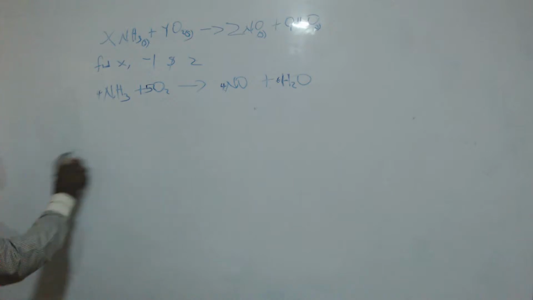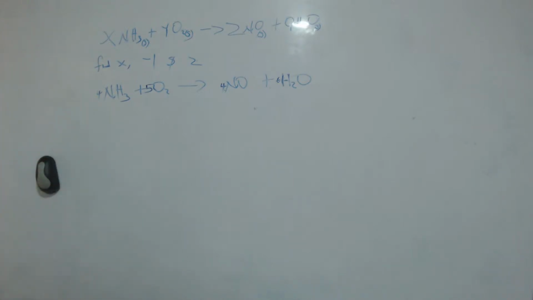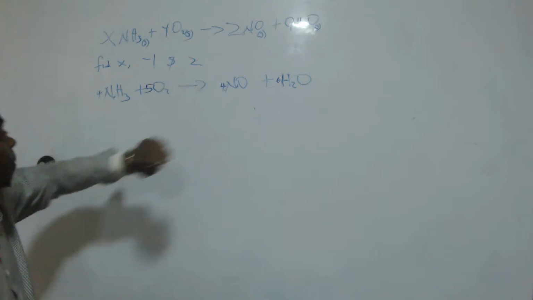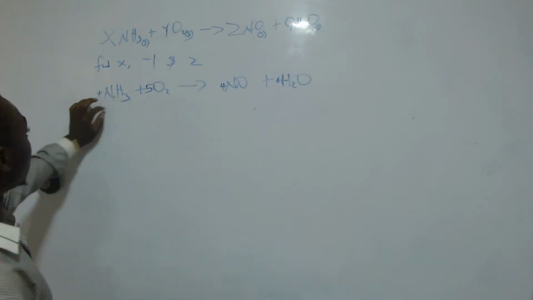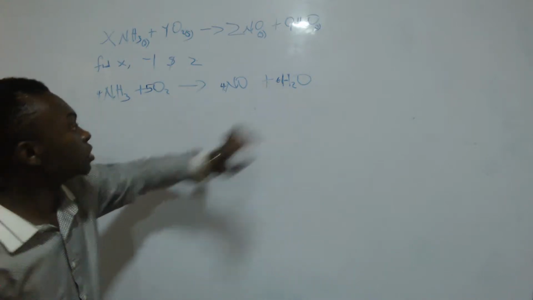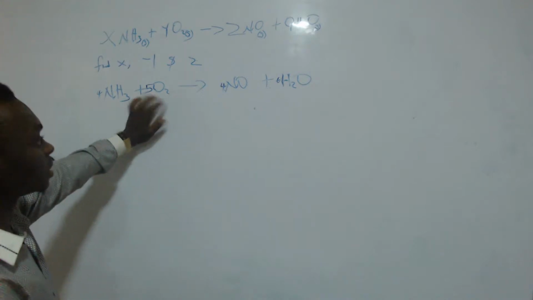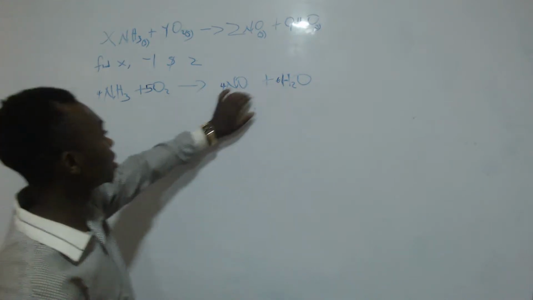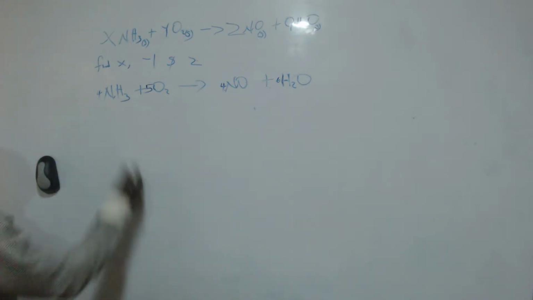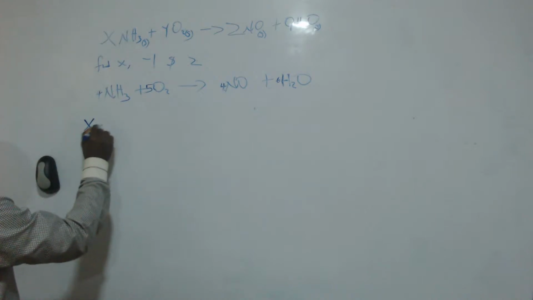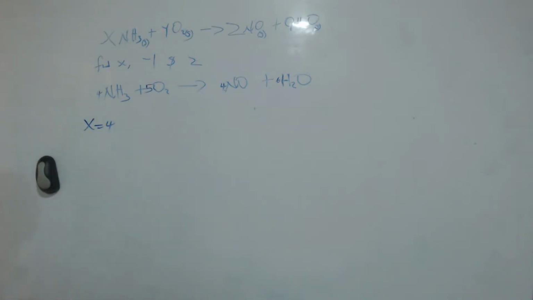Now let's look at it very carefully to see if it's balanced. Your nitrogen is 4, your nitrogen is 4. Your hydrogen is 12, hydrogen is 12. Your oxygen is 10, your oxygen is 10. So now your value of x here is 4. X is equal to 4.